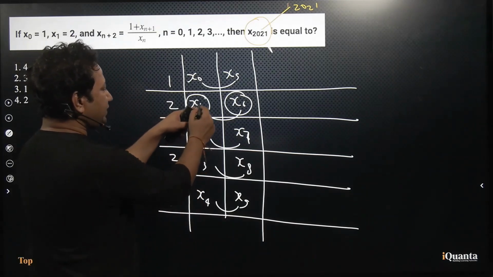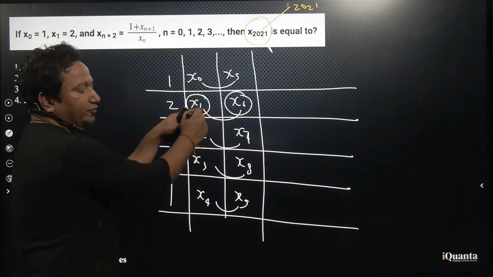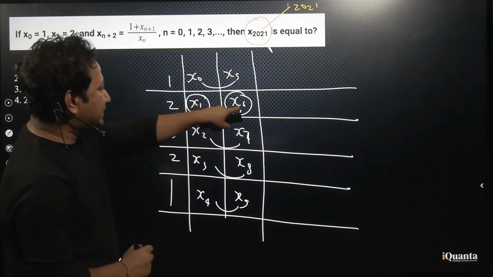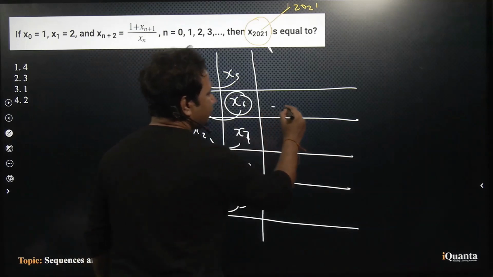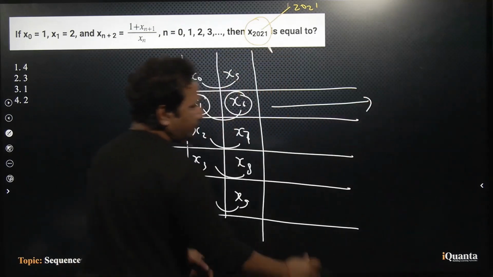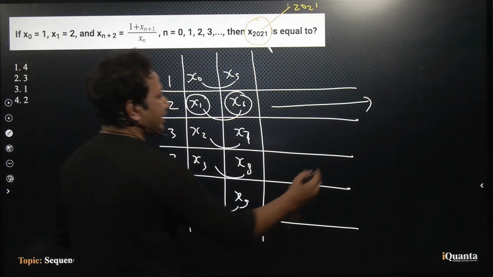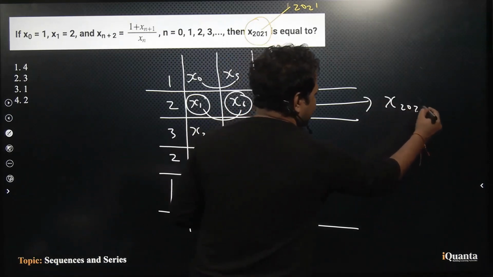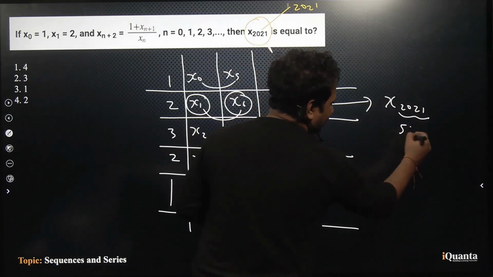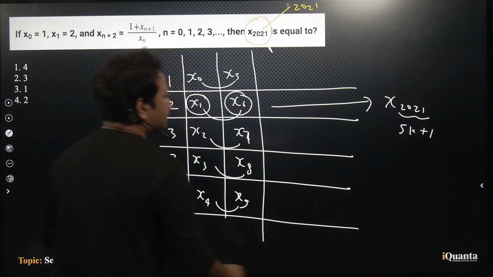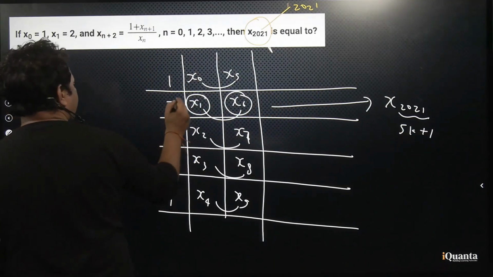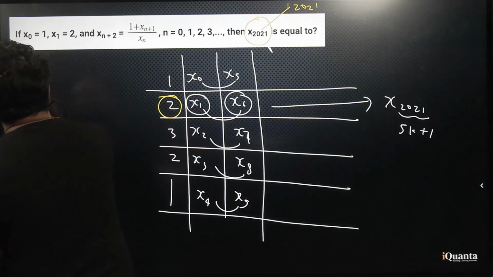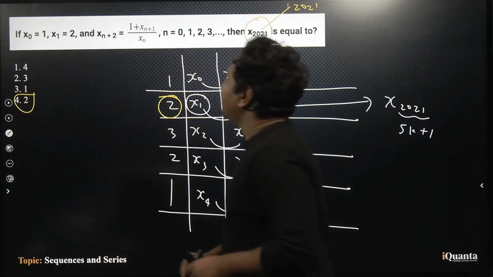So this one, x1, is 1 more than a multiple of 5. x6, 6 is 1 more than a multiple of 5. So in this row itself, somewhere in some column, probably in 10th, 12th column, we'll get x 2021 as well. Because this is also 1 more than a multiple of 5. That means the value of x 2021 would be nothing but 2. Let us go with the fourth option. The answer is 2.